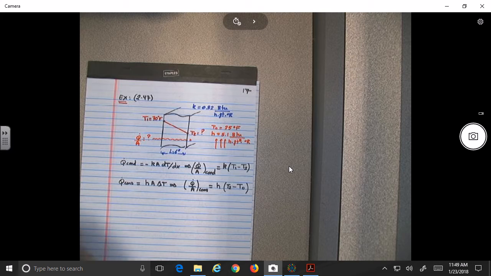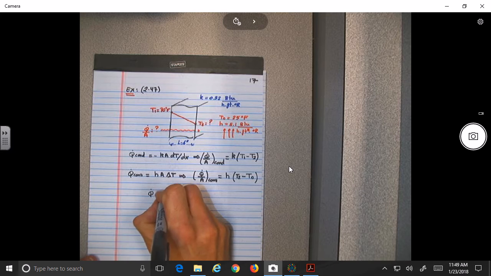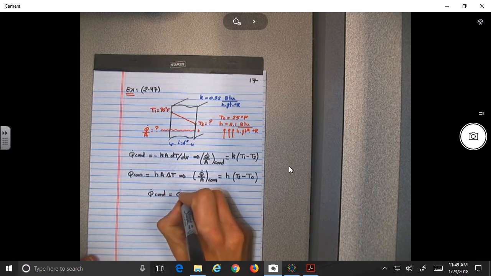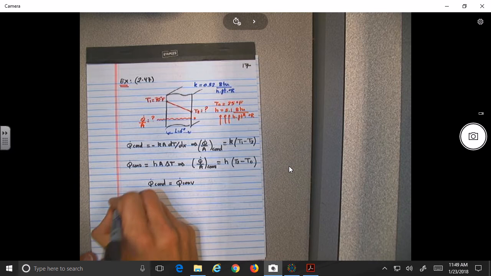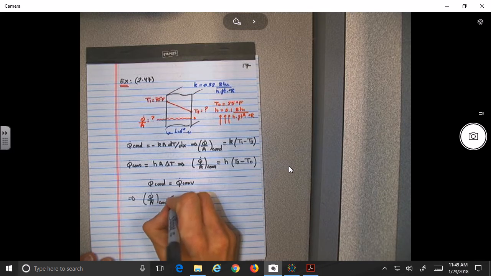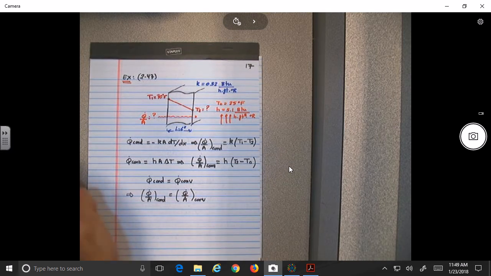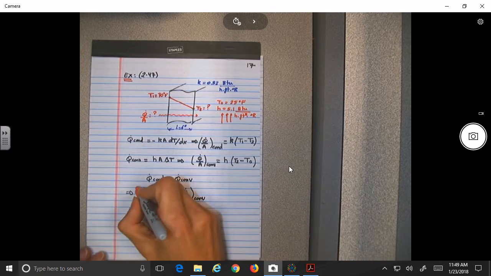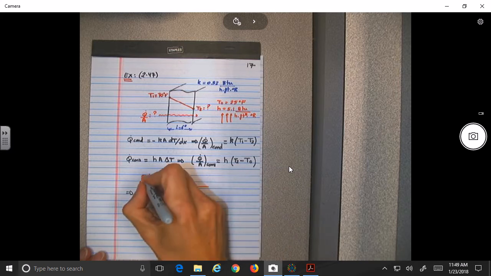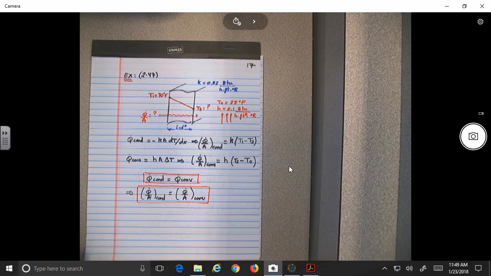Okay? So you can say that Q conduction will be equal to Q convection, or Q over A conduction will be equal to Q over A convection. So this is the important part. This one or this one, it doesn't matter. Either one is the important part in order to solve the problem.